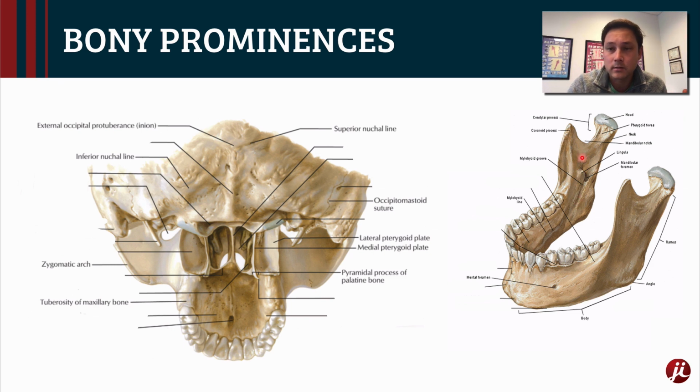The ramus continues inferiorly, and there's an angle of the mandible here before the mandible turns anteriorly and turns into the body of the mandible. So this angle of the mandible is one of the attachment points for the medial pterygoid as well.